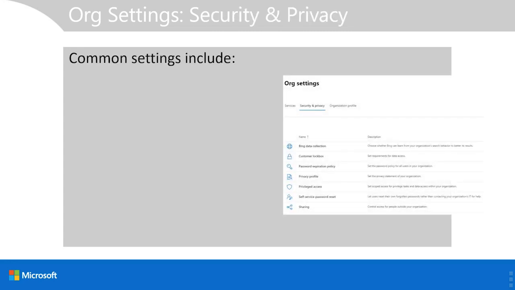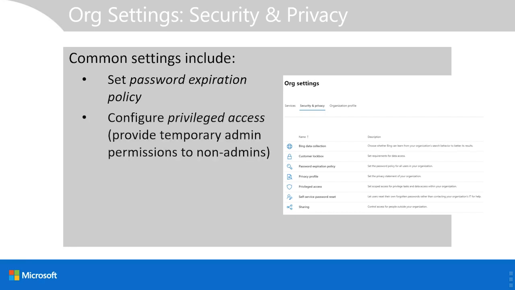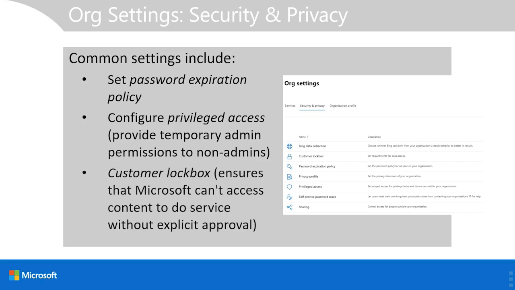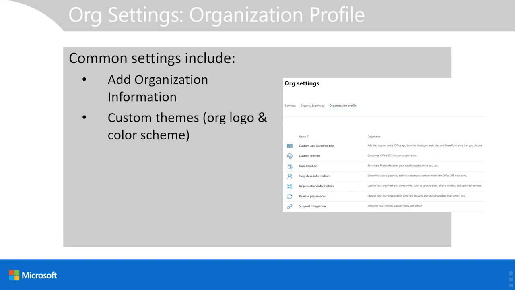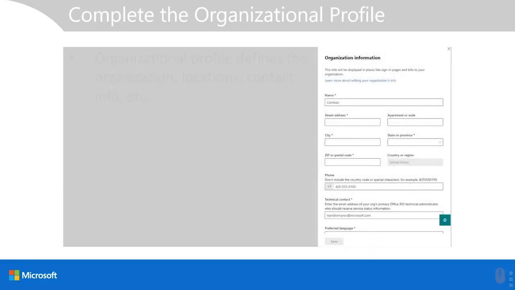Next, in the security and privacy category, settings that you might want to look at include things like the password expiration policy, and privileged access, which is where you can provide temporary admin permissions to non-admins for specific applications. And the customer lockbox, which says that Microsoft isn't allowed to access your content even when they need to do service without getting your explicit approval. And the organization profile, as I said, is just where you set things up about your organization. So this is things like general information about your organization, any custom themes you want to set up for your Microsoft 365 portal, and release preferences, which governs how applications are going to be released to your various users.